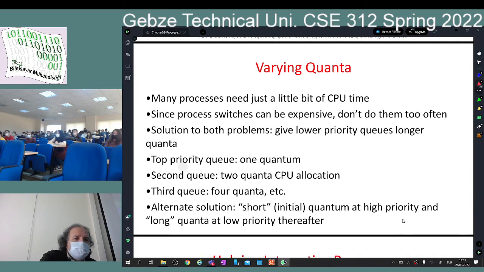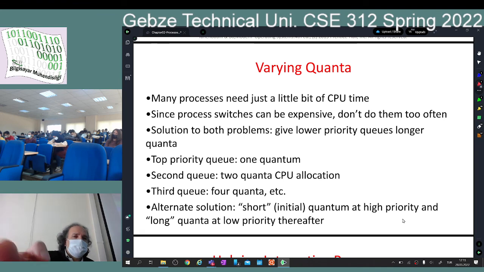Top priority is kind of counterintuitive, right? If my priority is high, my quantum time is lower. If my priority is low, my quantum time is higher. But don't forget, higher priority jobs use more CPU time.